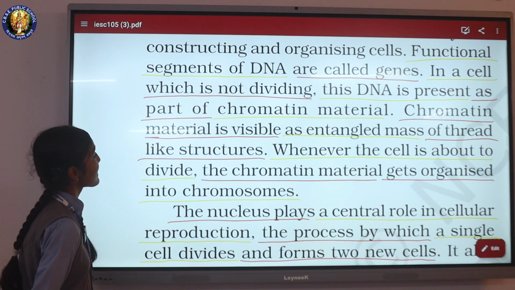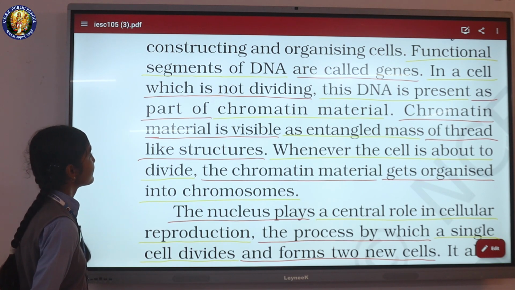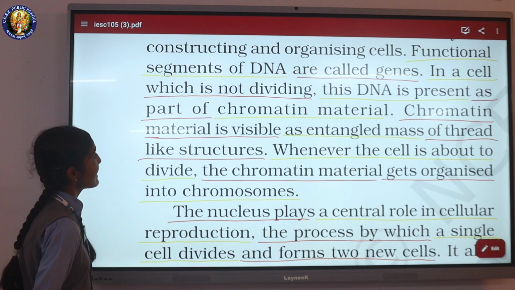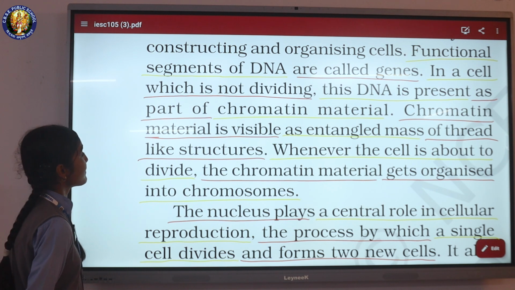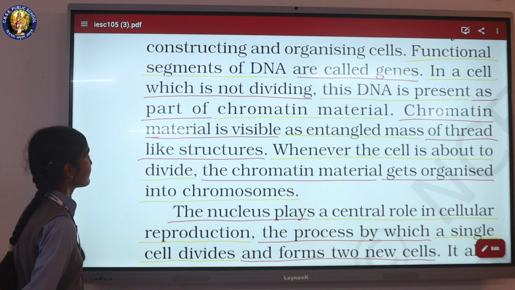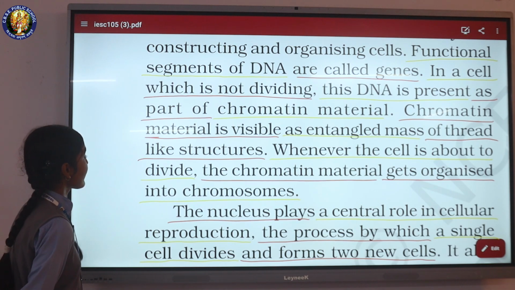this DNA is present as part of chromatin material. Chromatin material is visible as entangled mass of thread-like structures. Whenever the cell is about to divide, the chromatin material gets organized into chromosomes.